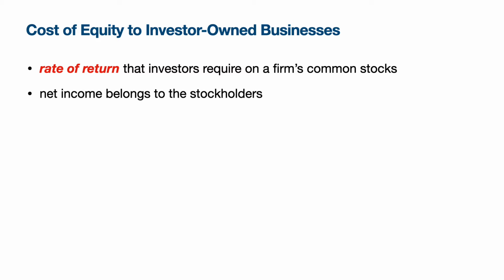Although the investor-owned firm's net income belongs to the stockholders, as I mentioned a while ago, the management can either pay out the earnings or the net income in the form of dividends or retain the earnings for reinvestment in the business.